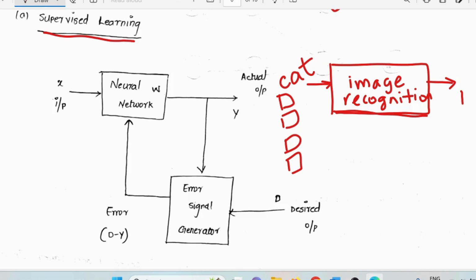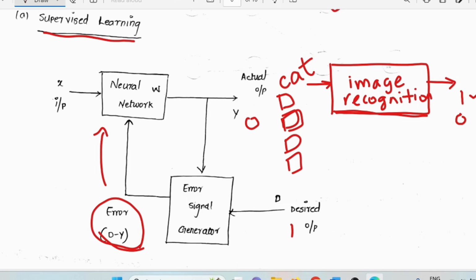If I get the output as 1, then it is correct, and I don't have to do any other job based on it. Next I am giving the image of another cat. So this image recognition software has to identify it, but unfortunately it is going to give me the output as 0, which means I am not getting the required output. So there is an error. We know that the desired output is 1, but I got the actual output as 0.